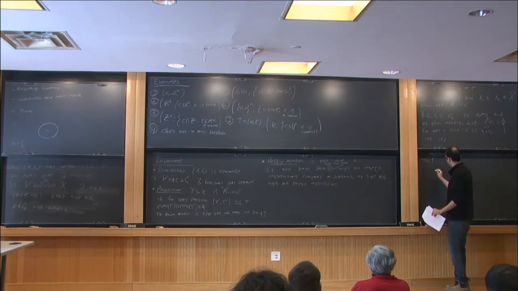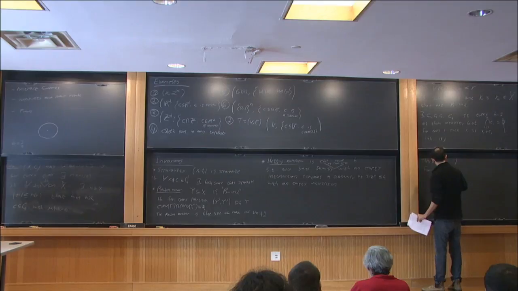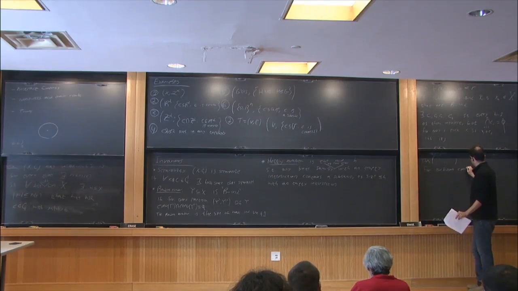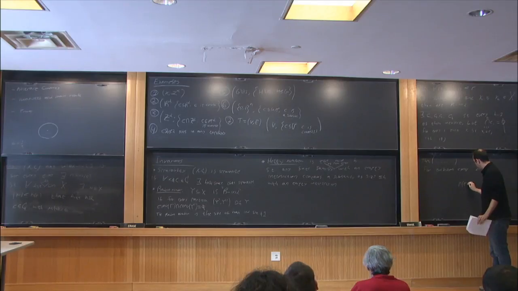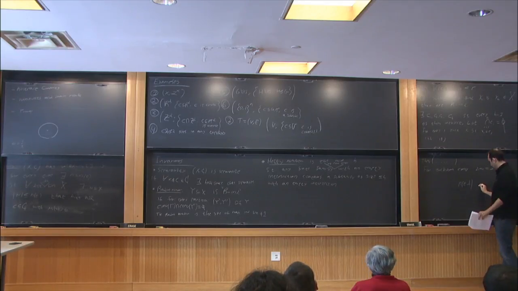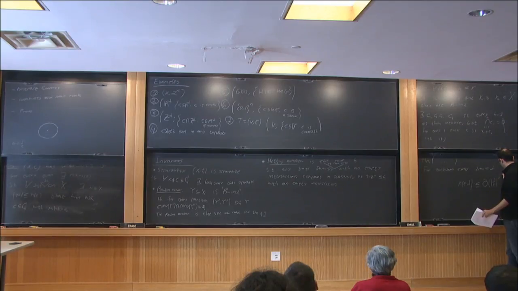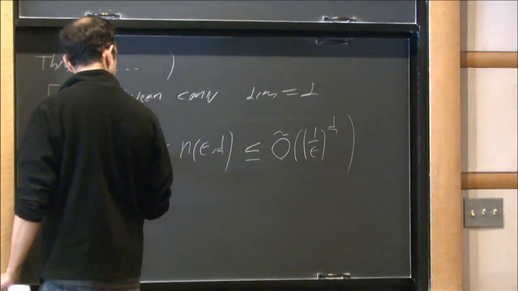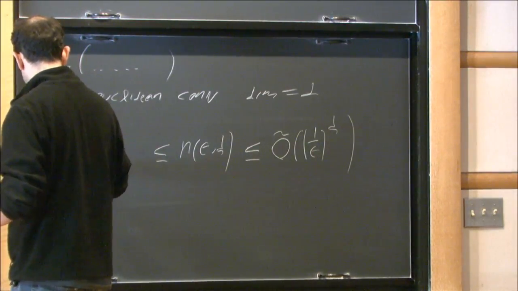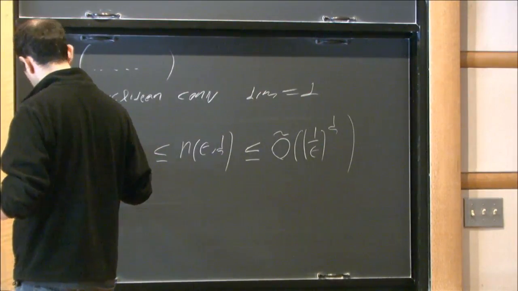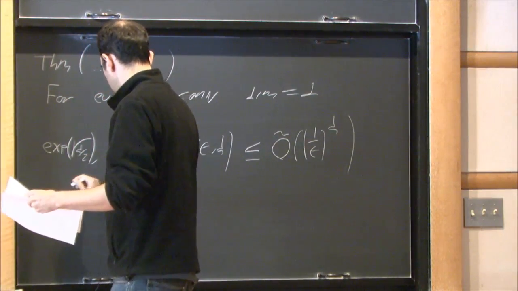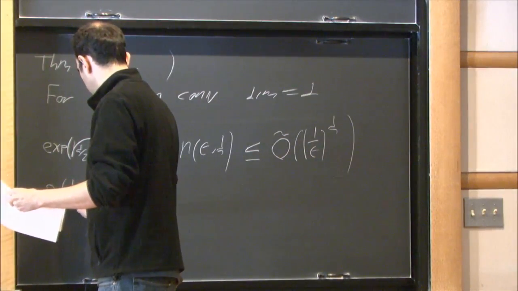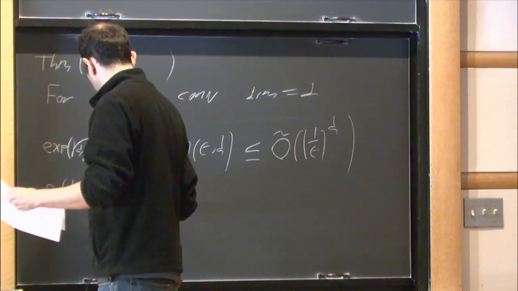Now, for Euclidean convexity in dimension D, we have that N of epsilon and D is at most O tilde of 1 over epsilon to the D, and at least the maximum between two things: exponential in square root of D over 2, and some omega of 1 over epsilon log to the D of 1 over epsilon.